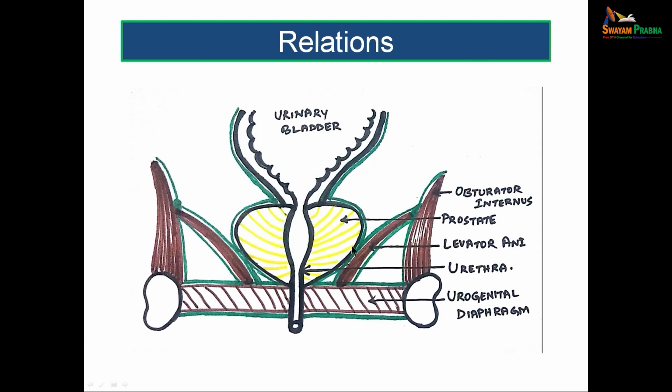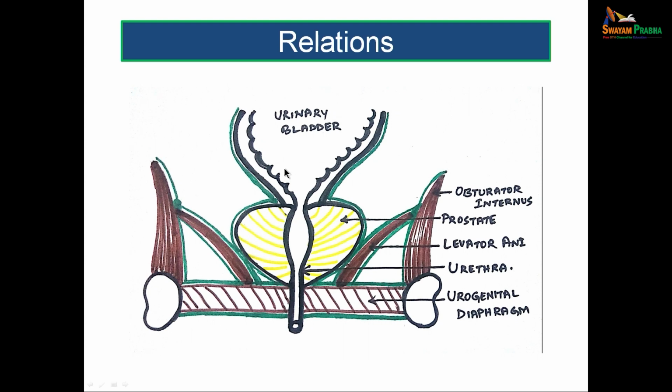When we look at the inferolateral surface of the prostate, it is related to this muscle which is present here, and that muscle is levator ani. It is covered by a fascia, the parietal layer of pelvic fascia covering levator ani, which will separate the prostate from a space which is lateral to it. This space is the anterior recess of the ischiorectal fossa.